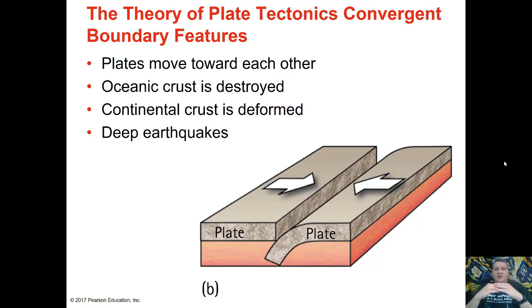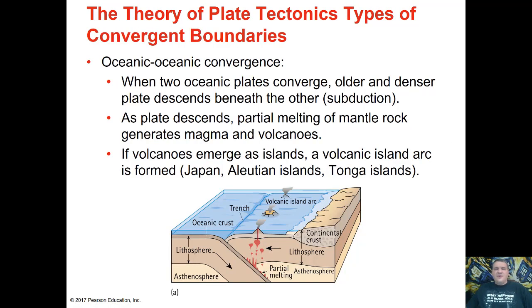Generally, the oceanic crust is going to be destroyed. Oceanic crust is made of basalt, which has a higher density than continental crust. The continental crust, which is less dense, is going to be deformed, and this motion is going to lead to deep earthquakes. Earthquakes happening deep in the Earth's crust or mantle. So we have different ways that the boundaries can happen.